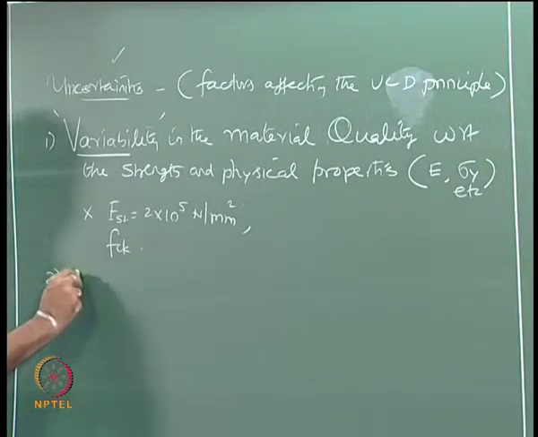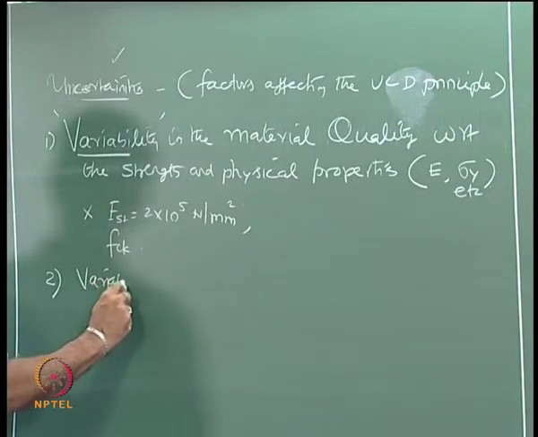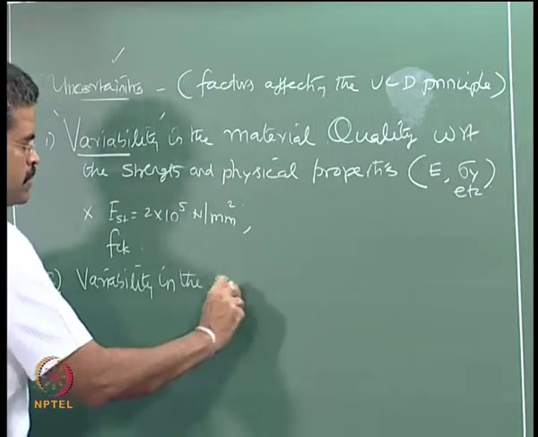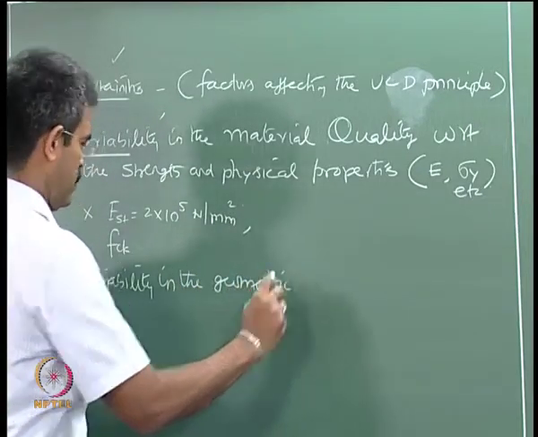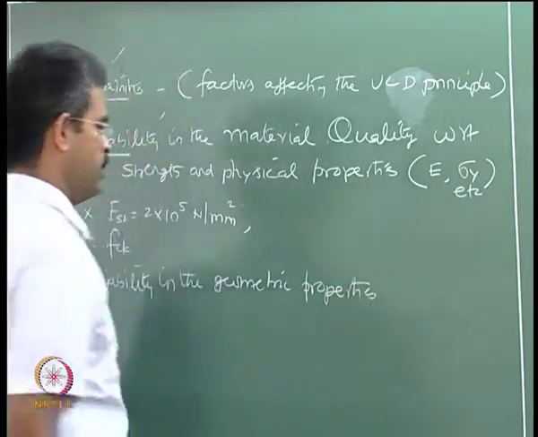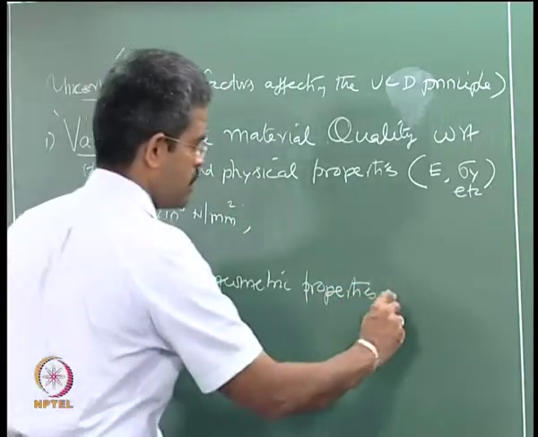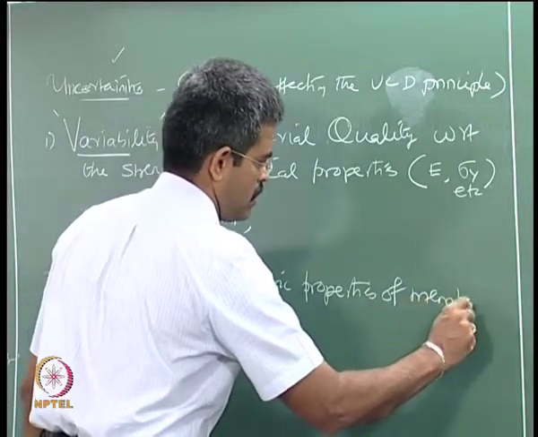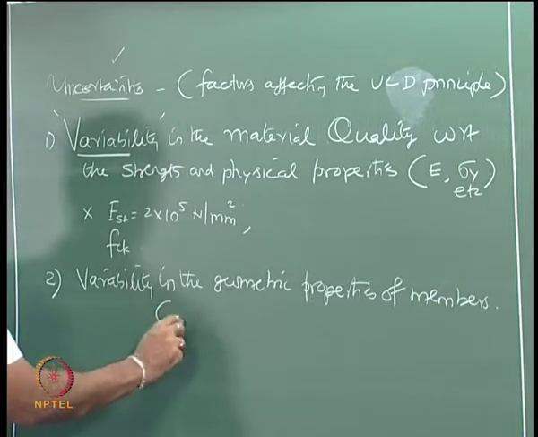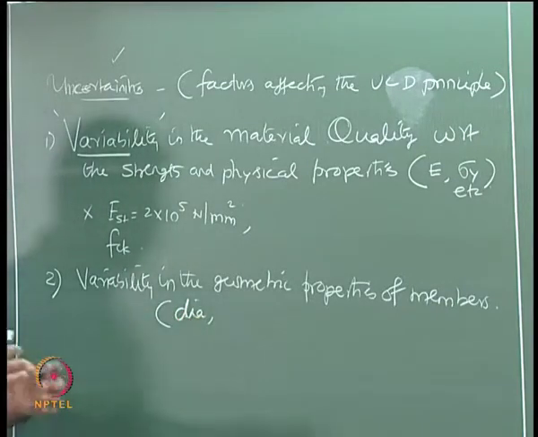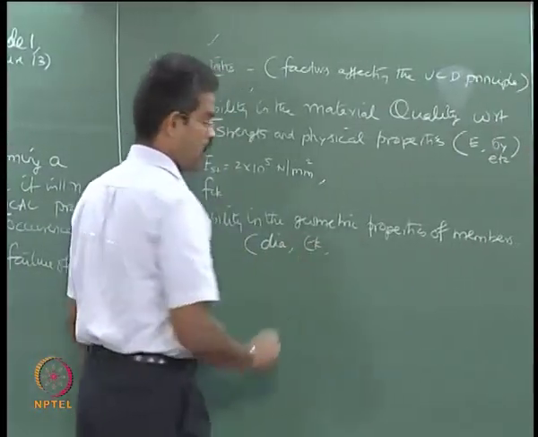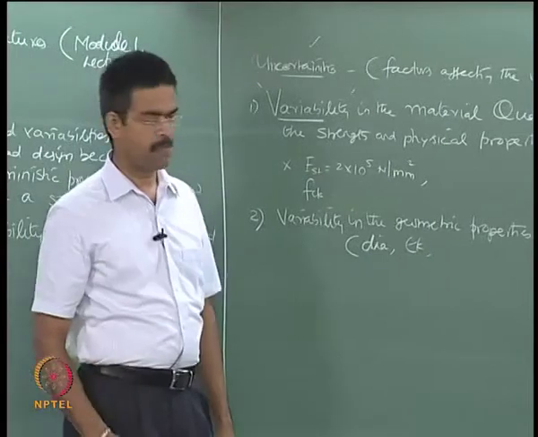The second is the variability in the geometric properties of members. For example, the diameter throughout the length of the member may not be uniform, the thickness throughout the length of the section may not be uniform, etc.